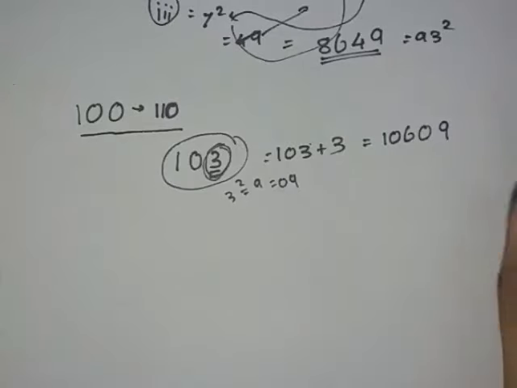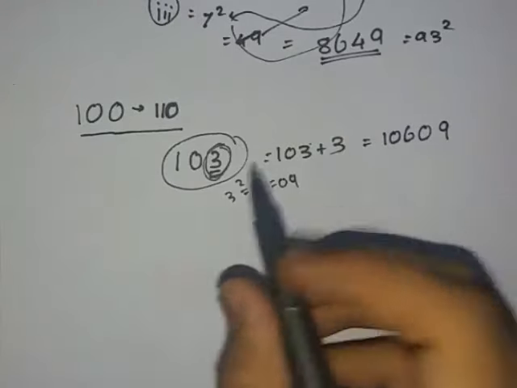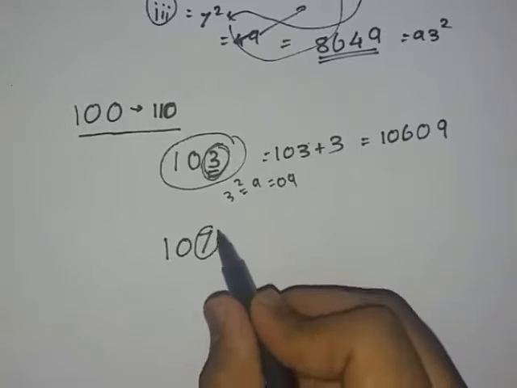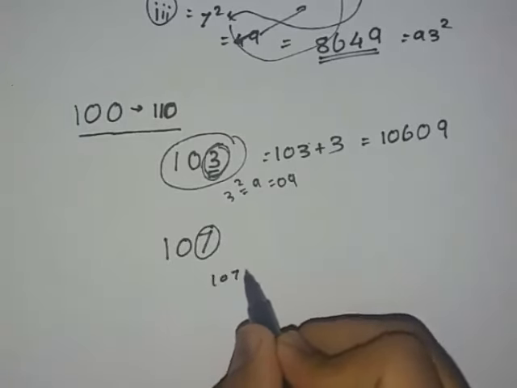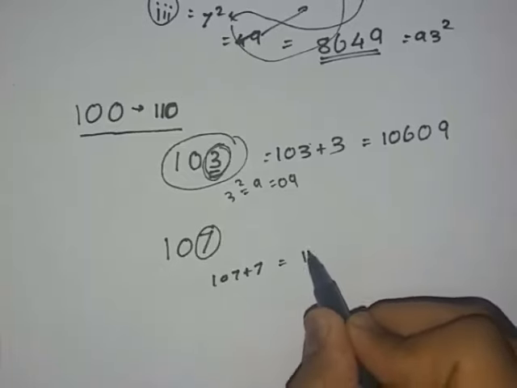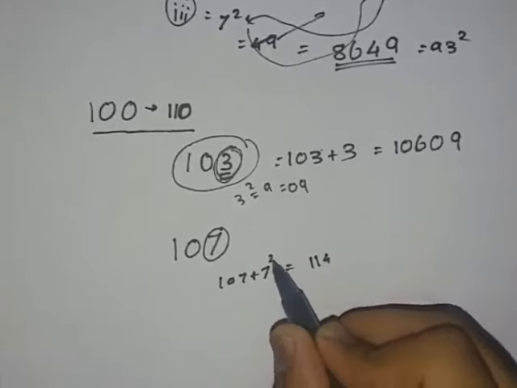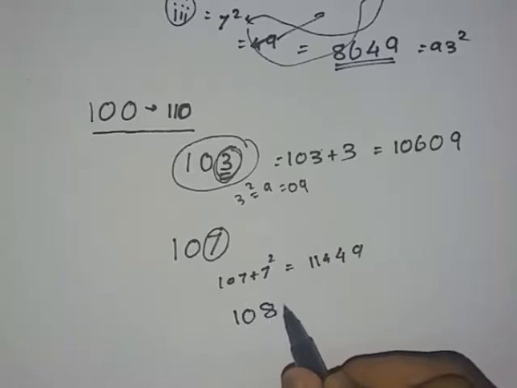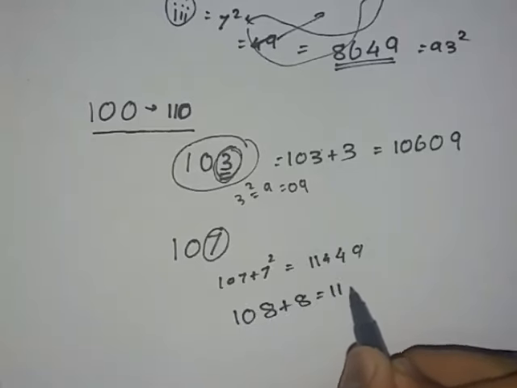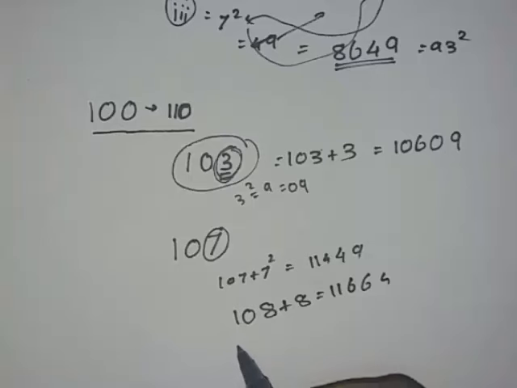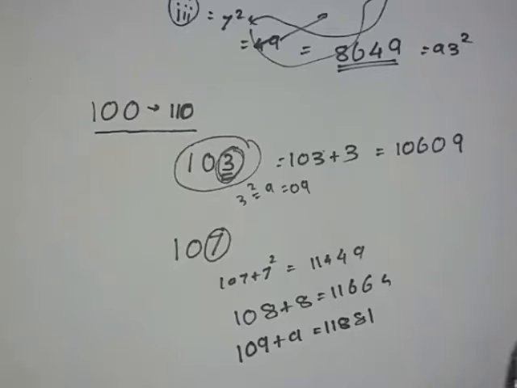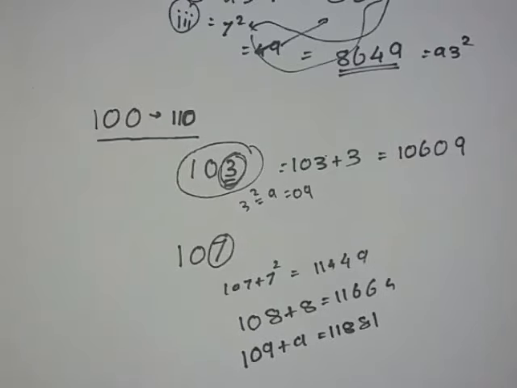Some people don't understand, so let's move further by giving another number, 107. Last number 7. Add 7: 107 plus 7, we get 114. 7 square is 49, so 11449. Similarly, 108 plus 8 gives us 116, and 8 square is 64, so 11664. Similarly, 109 plus 9 gives us 118, and 9 square is 81, so 11881. The simplest way to find the squares.